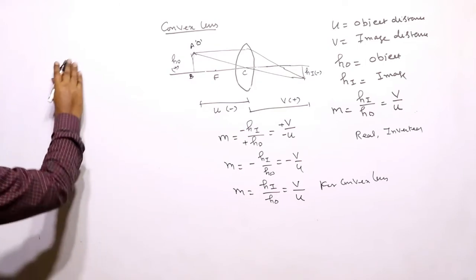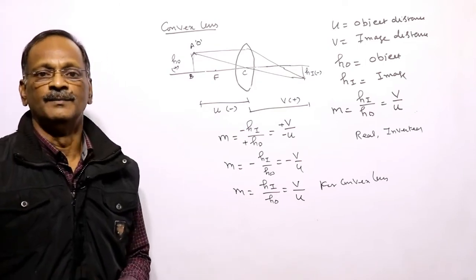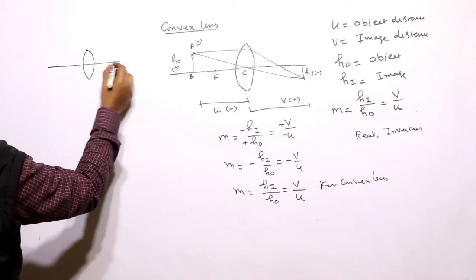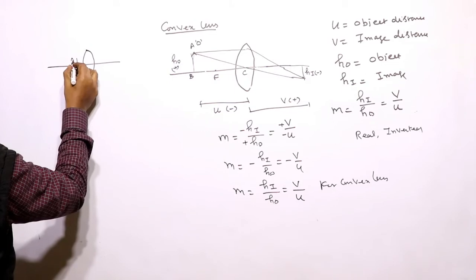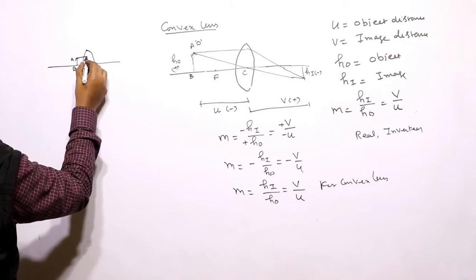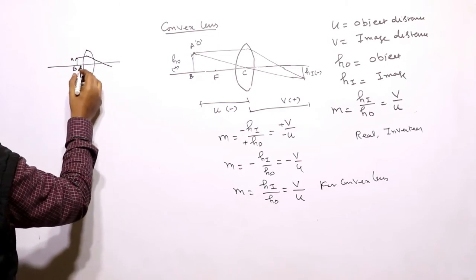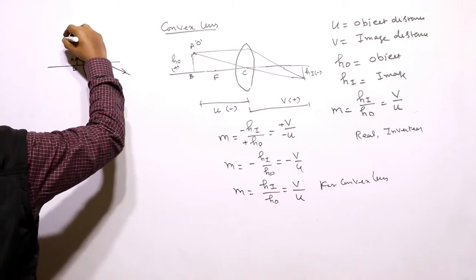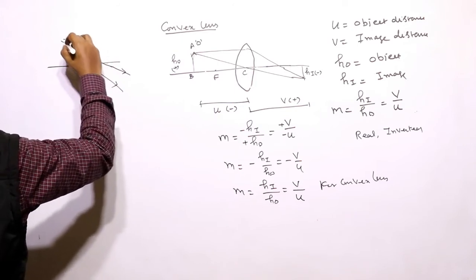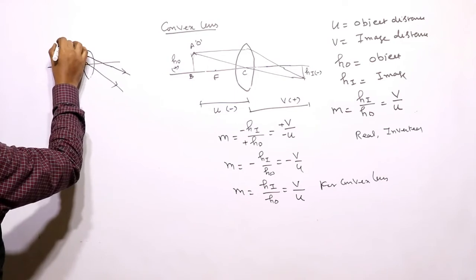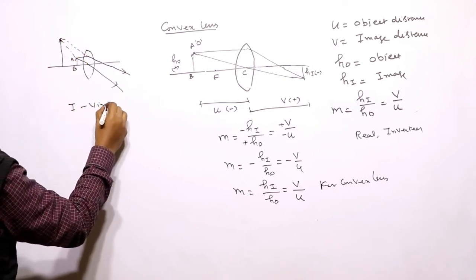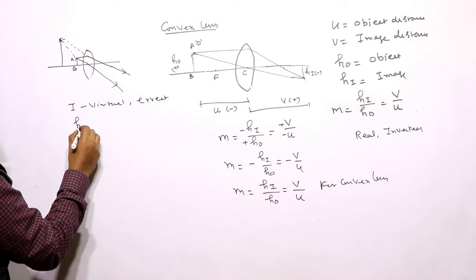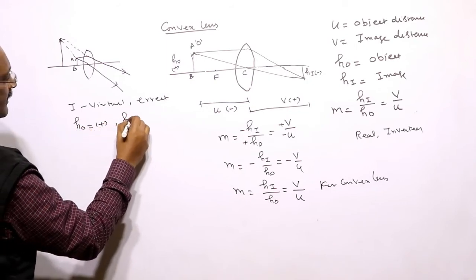For convex lens, it also produces virtual image when it is kept closer to the lens. We have seen the second case also already, when it is kept closer to the lens, then one ray goes through the focus, another ray goes like this. So both the rays will not meet, so we extend these two rays backward, the image is formed here. In this case, the image is virtual and erect. So height of object is positive, height of image is also positive.